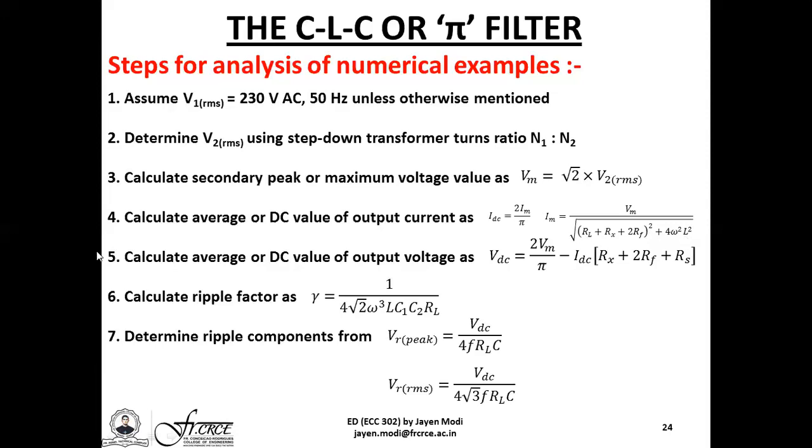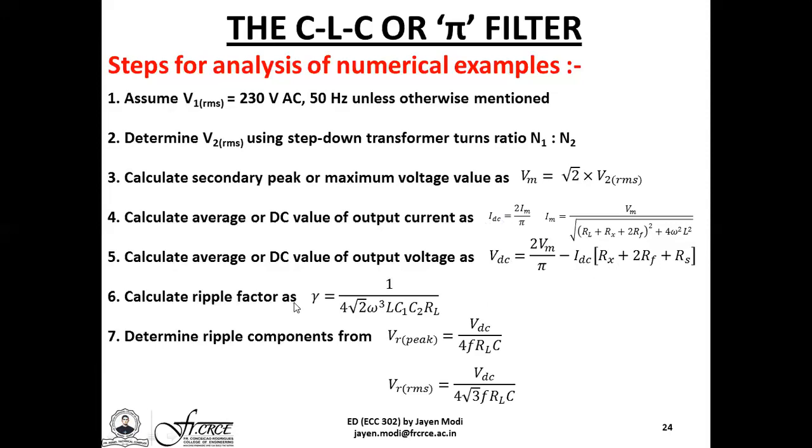Point number 5 says that once we have the value for the DC or the average output current, we can easily calculate the DC value of the output voltage as VDC is equal to twice Vm by pi minus IDC times (Rx plus 2Rf plus Rs).